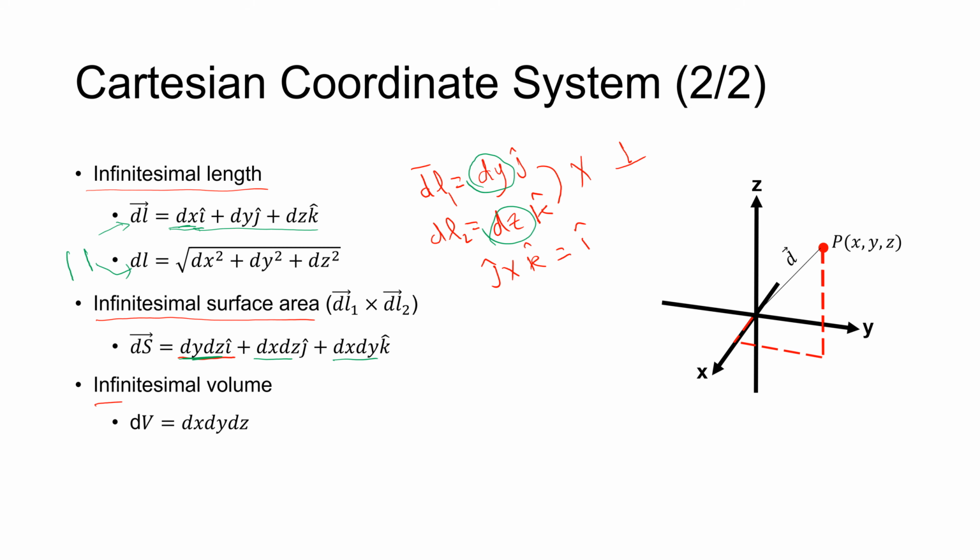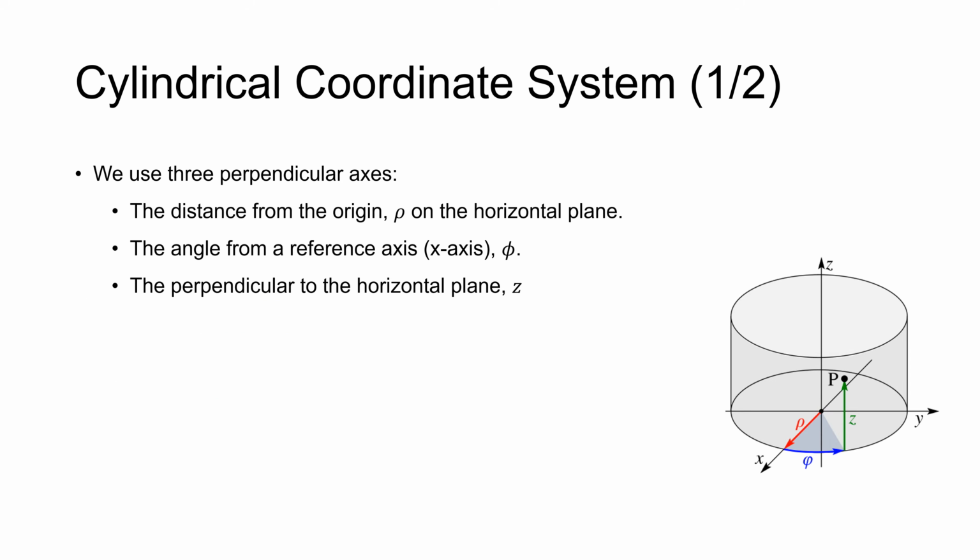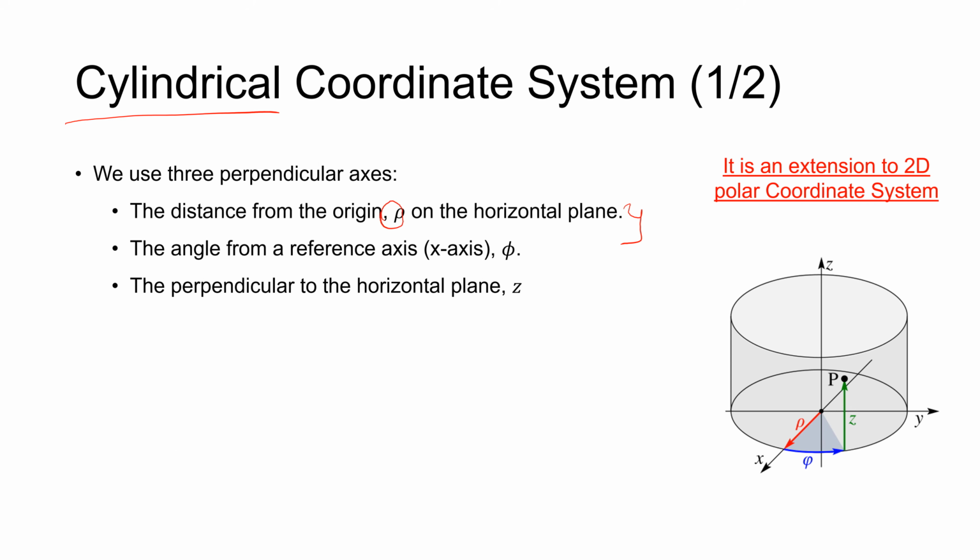Finally, we have the infinitesimal volume, and in case of the infinitesimal volume, you are just multiplying the infinitesimal lengths in each direction. So you will have dV equal to dx dy dz. Now we move to the second coordinate system in three dimensions, which is the cylindrical coordinate system. And actually this system is just an extension of the 2D polar coordinate. We remember that in polar coordinate we have the radius rho and the angle phi, and then we expand this one again with the z direction or the k direction.